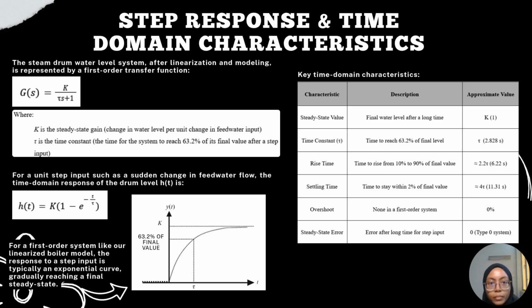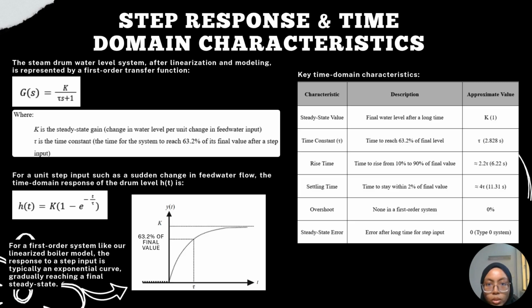And then these are the key time domain characteristics. From this response, we can identify several important characteristics. For the first characteristic, steady state value, which refers to the final water level after a long time, the approximate value is K, which is equal to 1. And for the time constant, tau, it refers to the time to reach 63.2% of the final level.